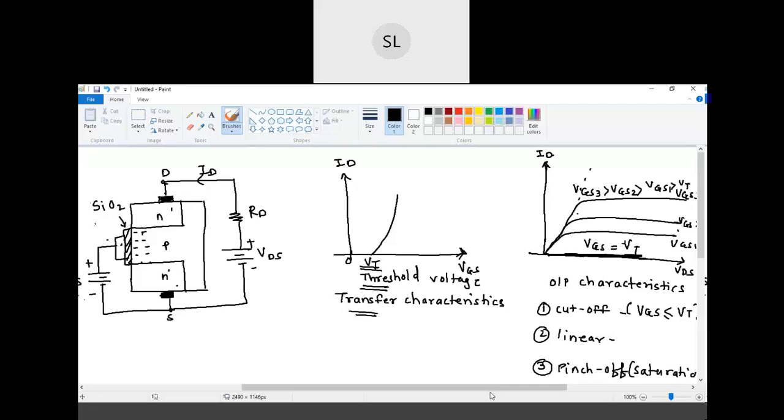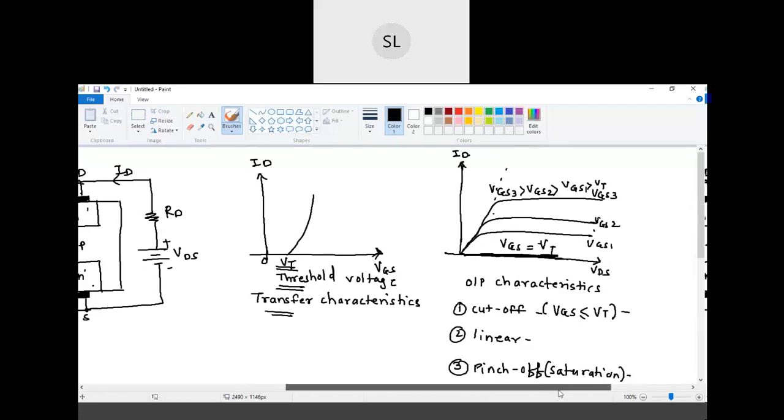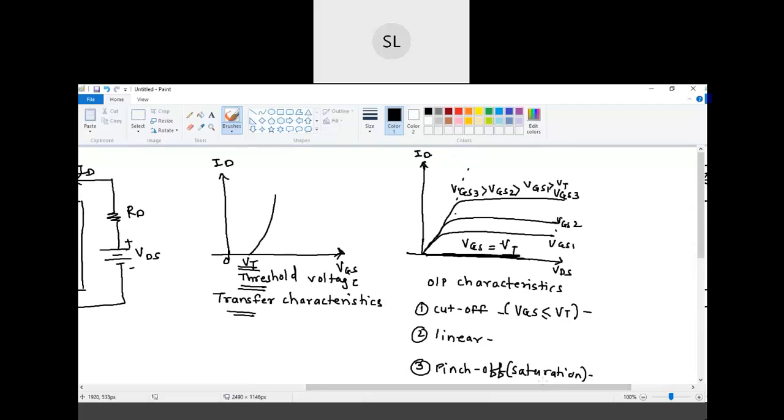So as long as this gate voltage is less than the threshold voltage, sufficient electrons will not be attracted to develop the virtual channel between drain and source. Therefore, there will be a high resistance offered from drain to source. A negligibly small current will be flowing through the MOSFET, and we can say that the MOSFET is as good as in the off state. So this is the cutoff region.